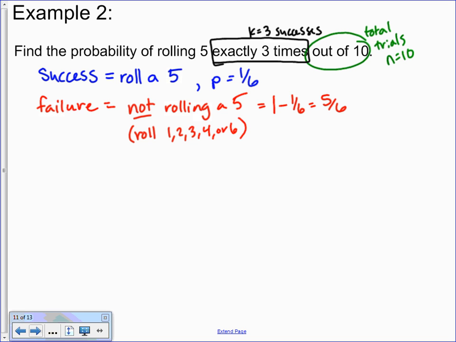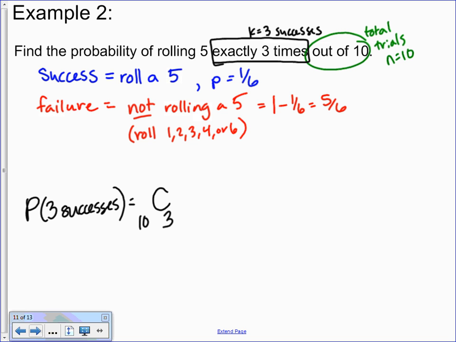So now that I've identified what P, K, 1 minus P, and N are, I should be able to go to this formula and start plugging in. Okay, so I'm going to do the probability of 3 successes. So rolling the 5 3 times, however you want to write it is totally up to you. The probability of 3 successes is equal to, and I have to start with that combination piece. Remember, you need to know that your combination is N choose K. Total choose success. So our total trials is 10, our successes is 3. So 10 choose 3.